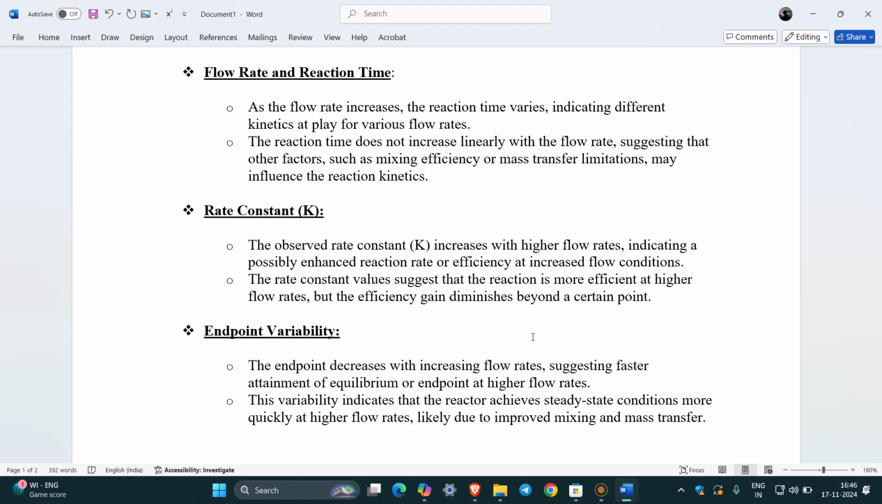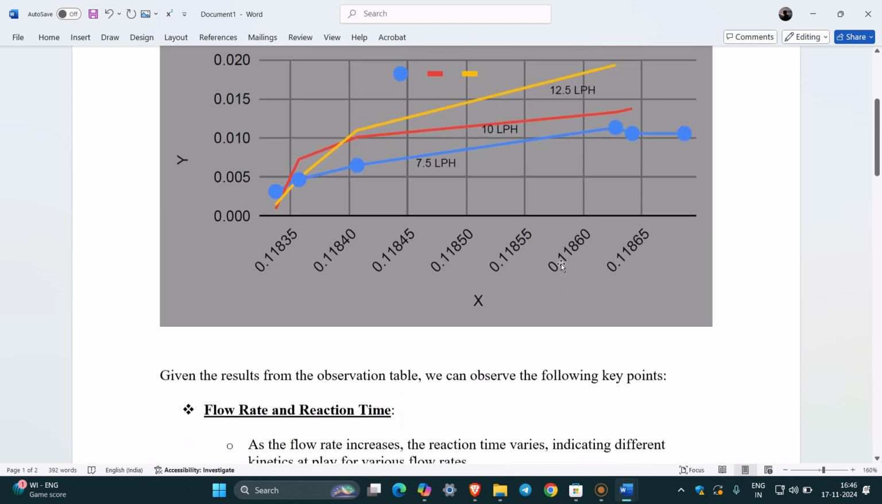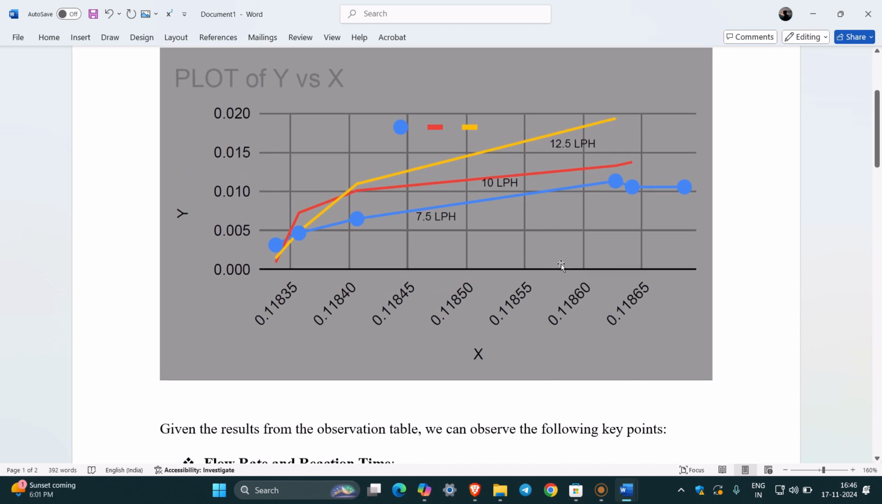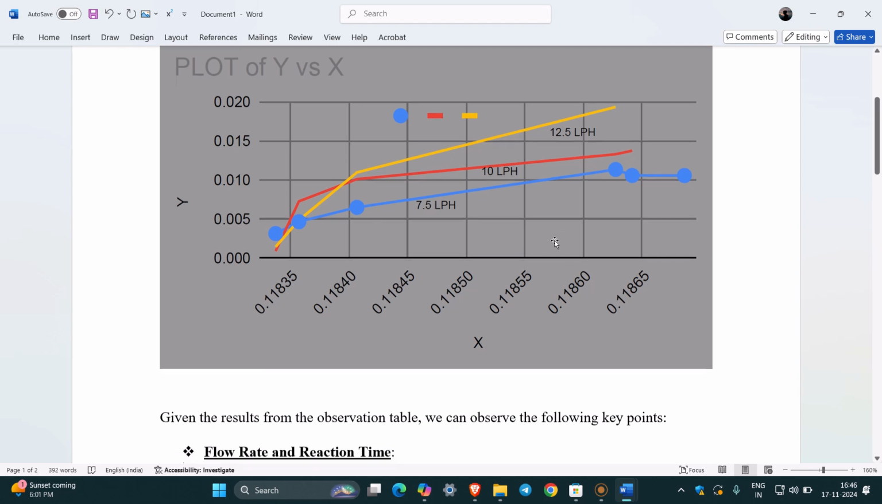Now coming to the second point, the reaction rate value suggests that the reaction is more efficient at higher flow rates, but the efficiency gain decreases beyond a certain point. So we can predict from it that the reaction is fast at higher flow rates, but the efficiency of the reaction decreases. That is, after a certain point, the conversion to our product will decrease. So there is a certain limit at which this system, this experiment, can work with maximum efficiency.